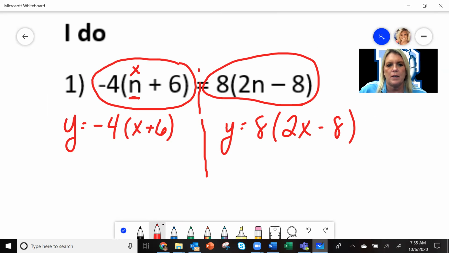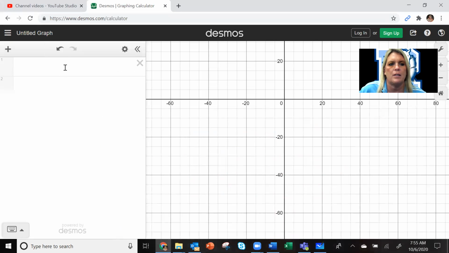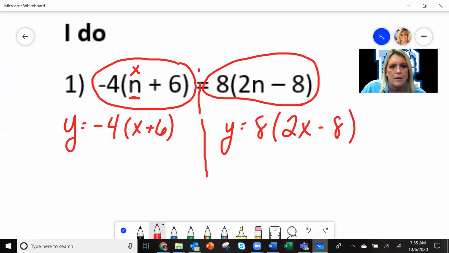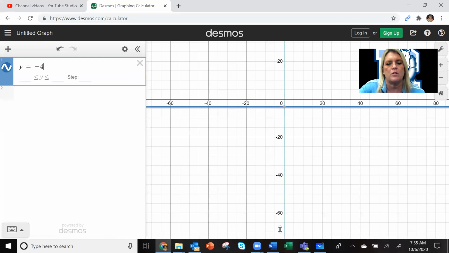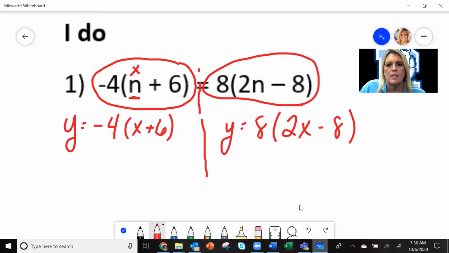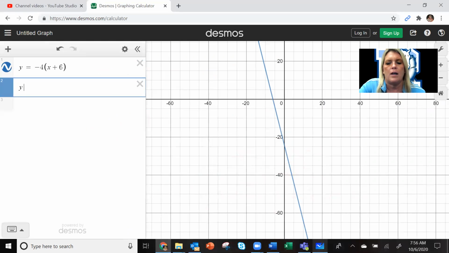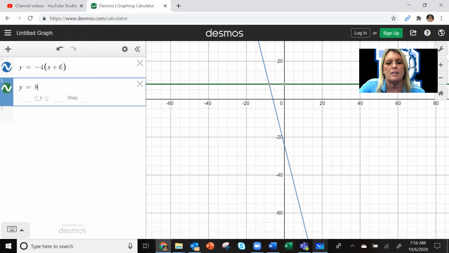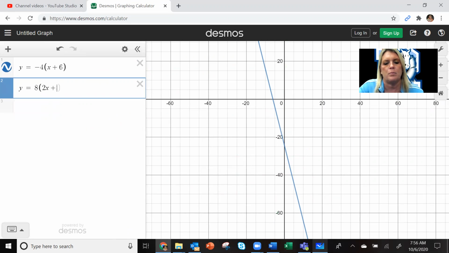So now I'm going to go into my calculator, and up here at the top, in the first space, I'm going to click and put y equals -4 times x plus 6. Close my parentheses. Think I have that right? Yes. Now I need to put in the second equation. So I'm going to click below it. What's the next one? It says 8 times 2x minus 8. So I have y equals parenthesis, 8 times 2x plus 8.